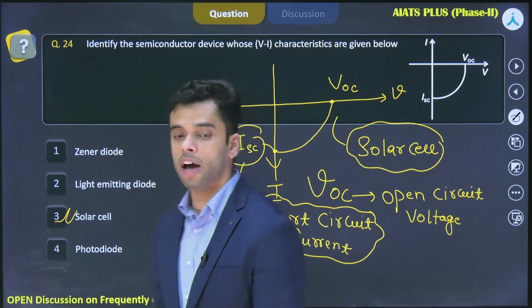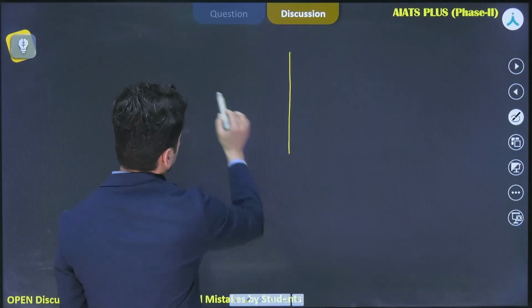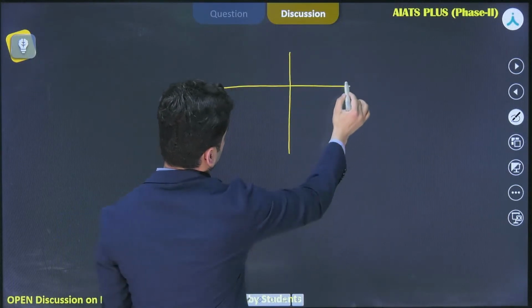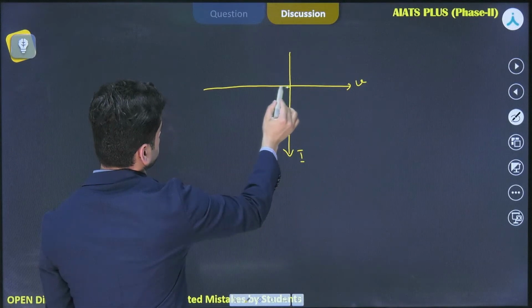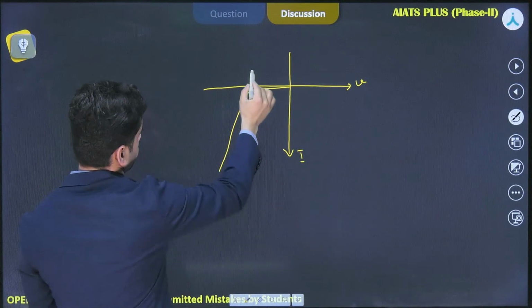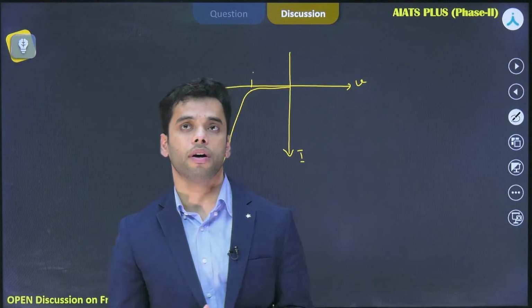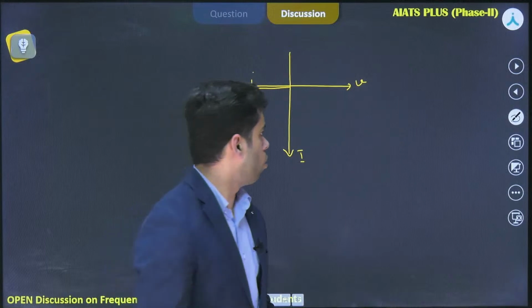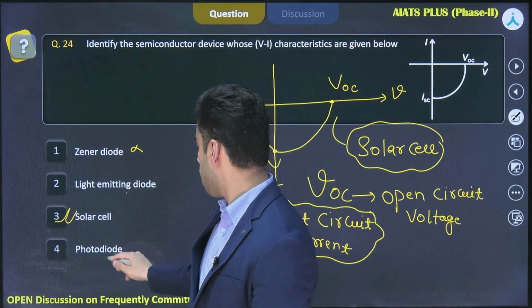Now what about the IV characteristic of a Zener diode? Let me draw the IV characteristic for a Zener diode. It works in reverse bias, so it will be in the third quadrant only, and it will be something like this, right? So this is the IV characteristic for the Zener diode. What else do we have in our options? So this is not for a Zener diode, LED, or photodiode.